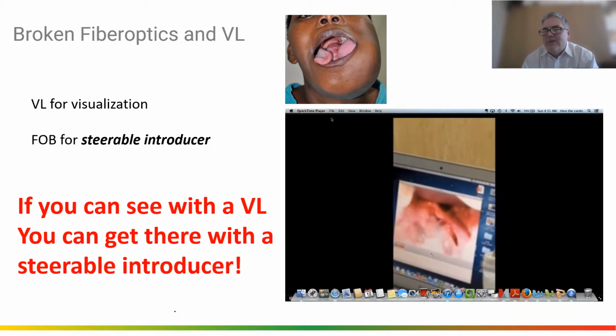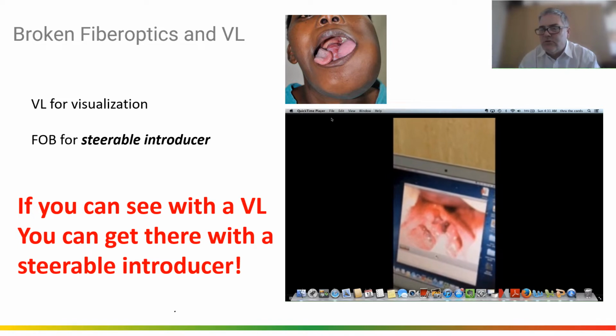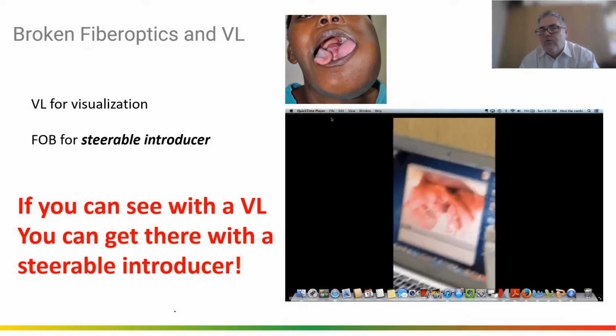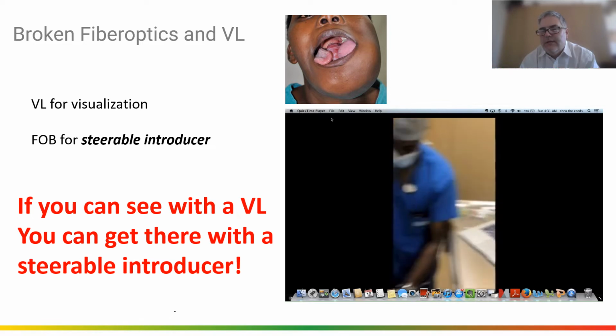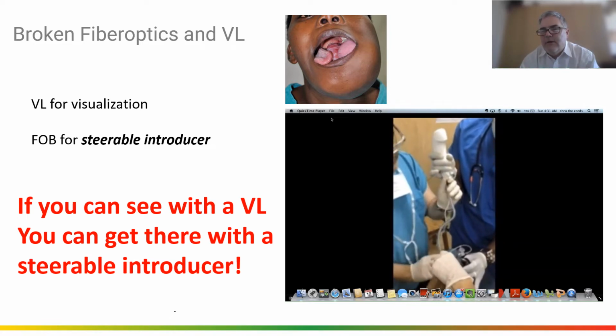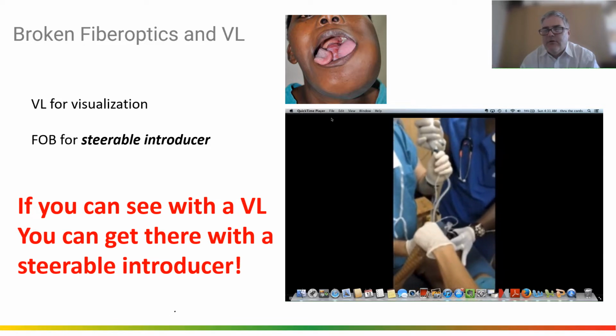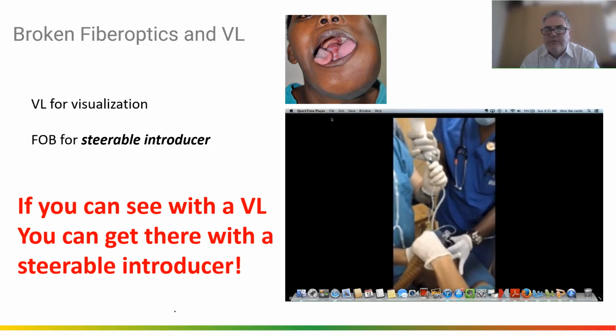Once I'm in the trachea, I have a secure route to the trachea, and now I can railroad the endotracheal tube over the introducer and into the trachea. A very effective technique. I would encourage all of you to use it.